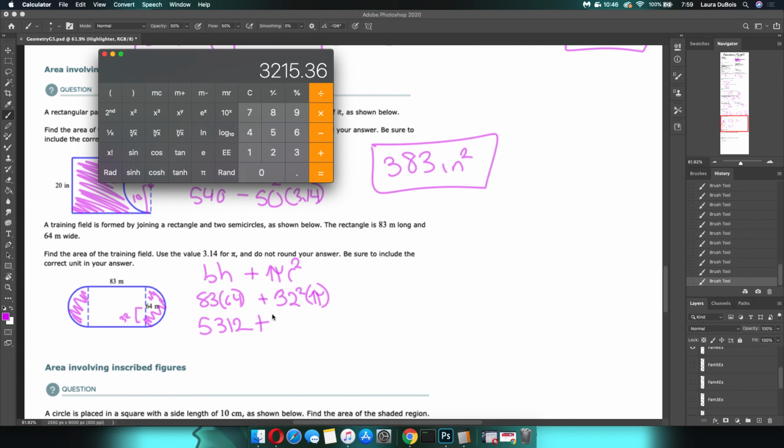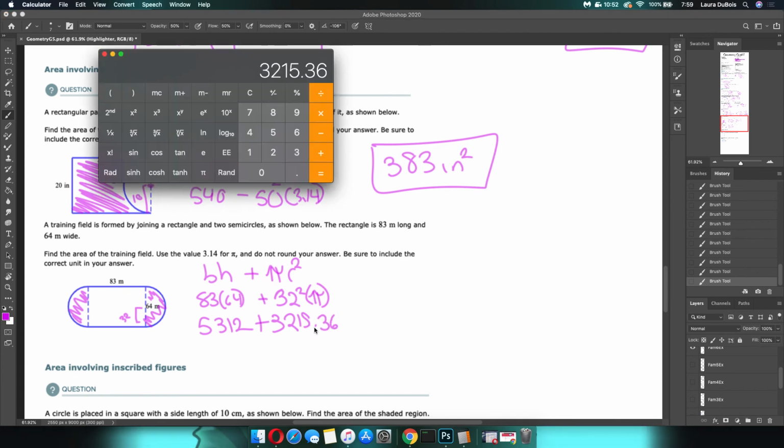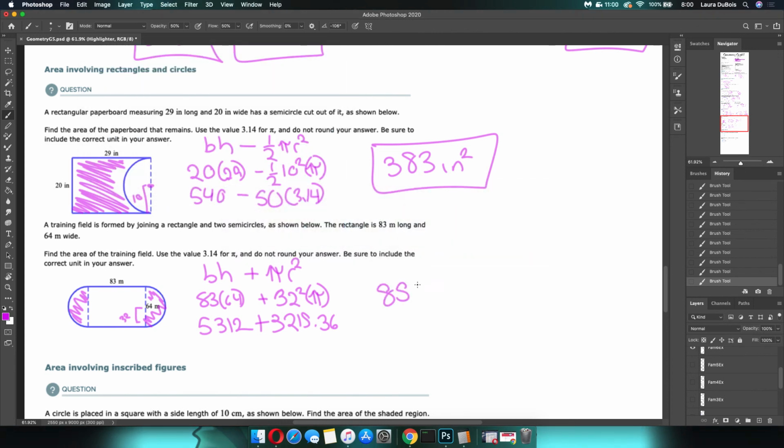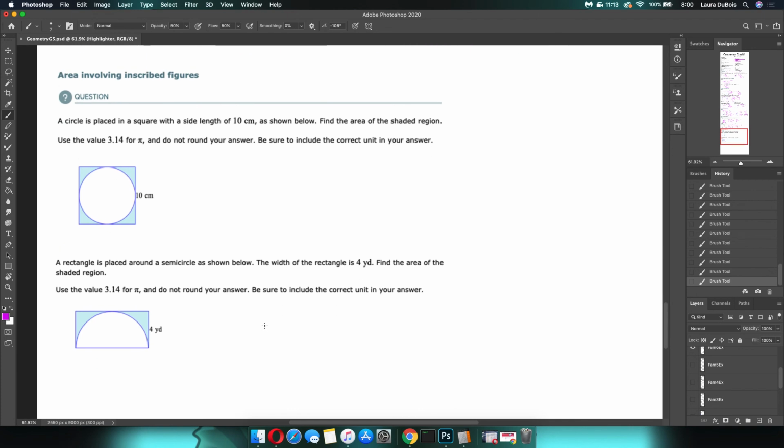is 3215.36. And now we're going to add the 5312, and our final answer is going to be 8527.36 meters squared. Okay, nothing that has been outright hard so far. It's all small pieces. And oh look, we're going through it again.